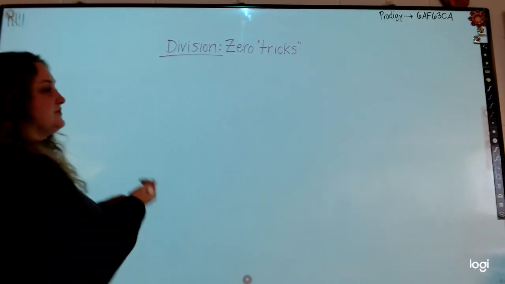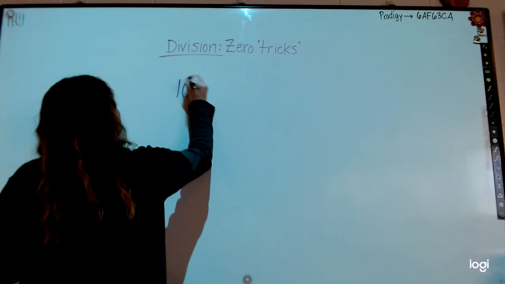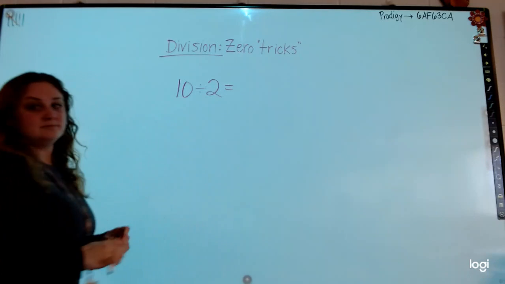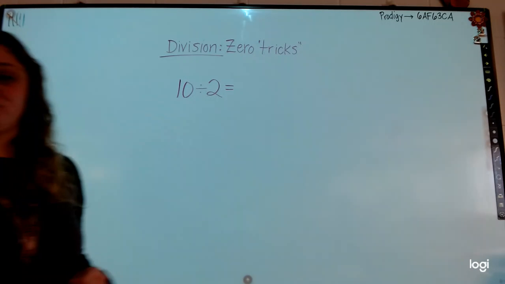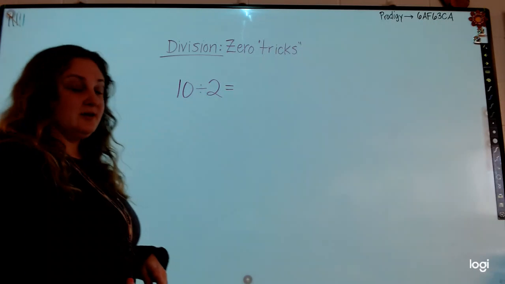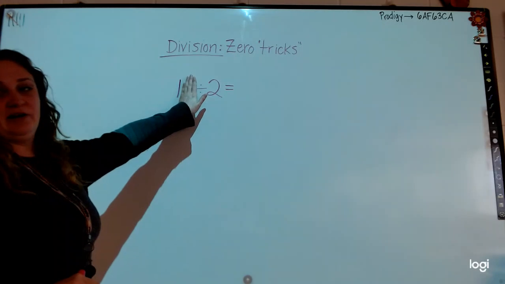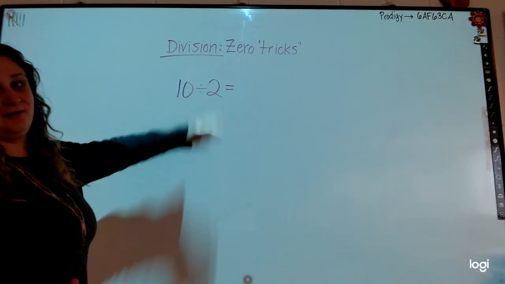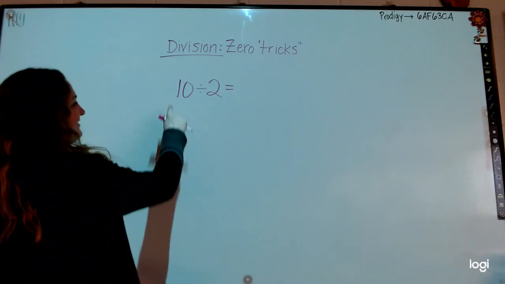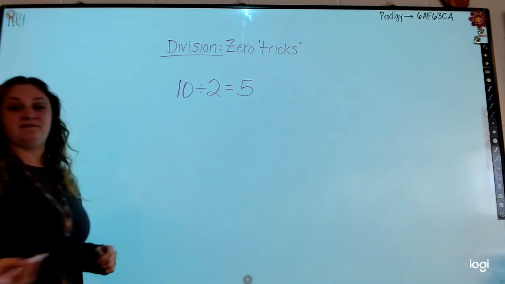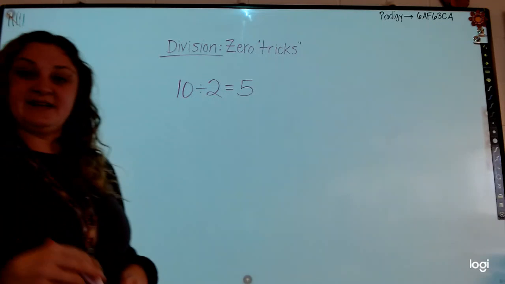Okay, so go ahead and write 10 divided by 2. So far, it probably doesn't look very tricky. 10 divided by 2. Do I need to cover up my 0 and solve this? No, we do not. If I have 10 things divided by 2, I get a 5. That's a math fact we know. 5 times 2 is 10.